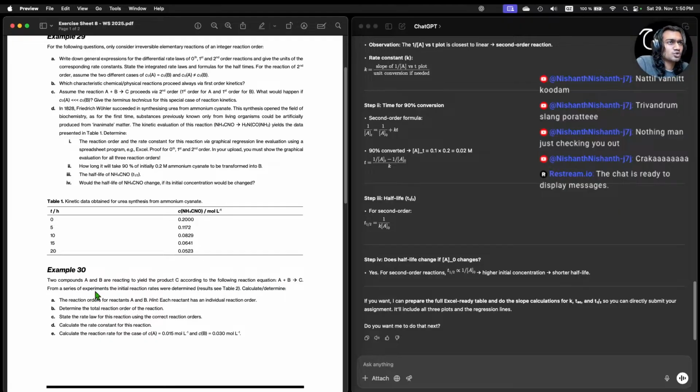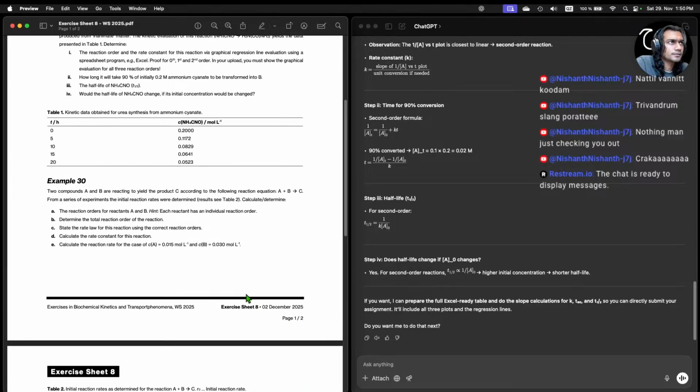Two compounds A and B reacting to yield product C according to the following reaction equation: A plus B gives C. From a series of experiments, the initial reaction rates were determined. Results see table 2. Okay, we got 2 tables? Calculate and determine the reaction order of the reactants A and B. Each reactant has an individual reaction order. Determine the total reaction order of the reaction. State the rate law for this reaction using correct reaction orders. Calculate the rate constant of this reaction. Calculate the reaction rate for the case. Okay.